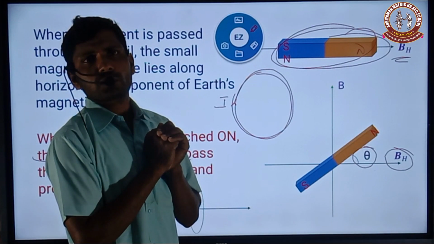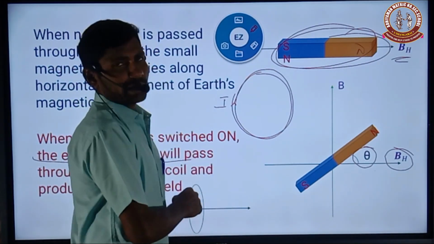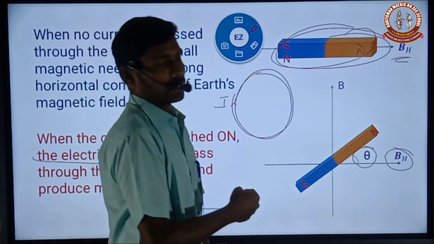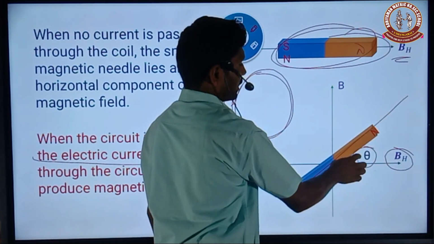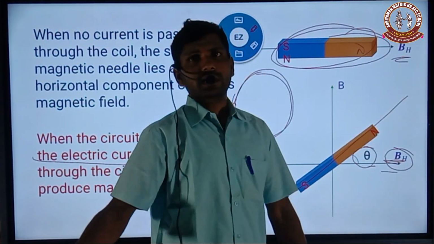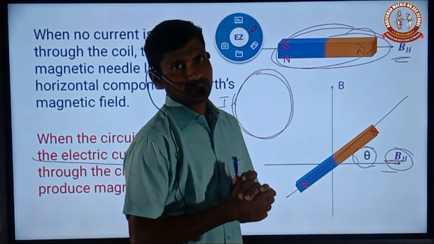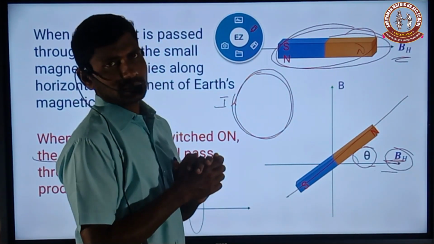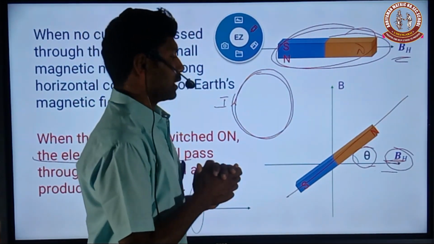The magnetic field passes along the normal to the plane of the coil. Due to the magnetic field, the force on the bar magnet deflects it at an angle theta with respect to the horizontal component of the earth's magnetic field. So two magnetic fields act on the bar magnet, or magnetic needle.